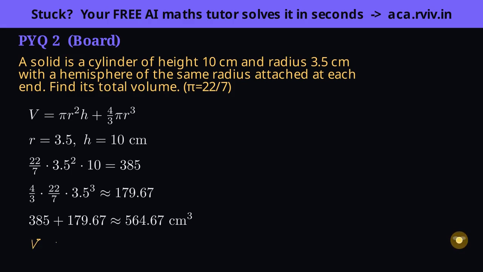The habit to reward, recognizing the two equal caps as one sphere turns a three-part sum into a clean two-term formula. Spot the sphere hiding in every capsule and your working shrinks by a third.